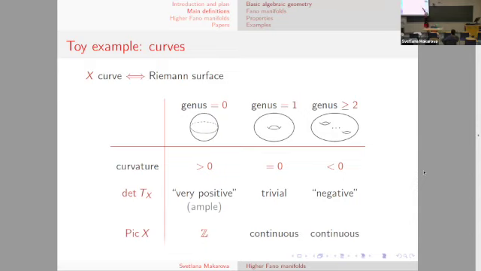This is a more differential geometric characterization of these 3 types. And I am more interested in invariants that live on the algebro-geometric side. And so I can take the tangent bundle of X. And in this case, the determinant of the tangent bundle will be equal to the tangent bundle itself.